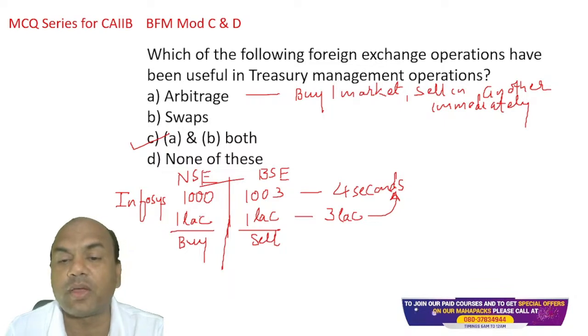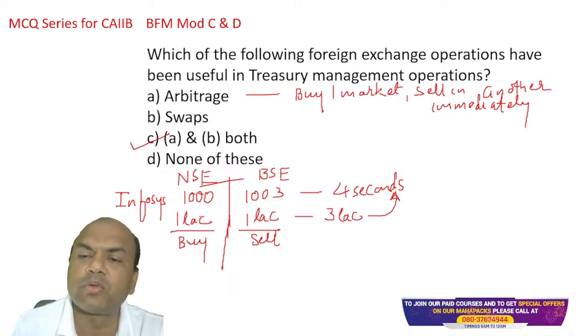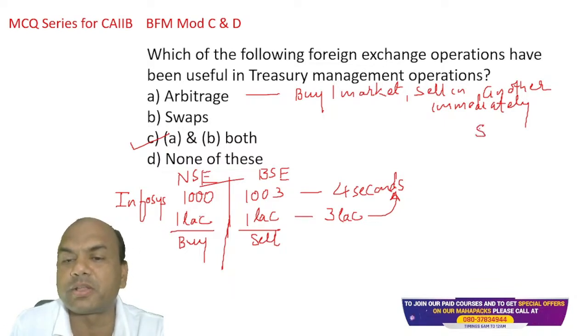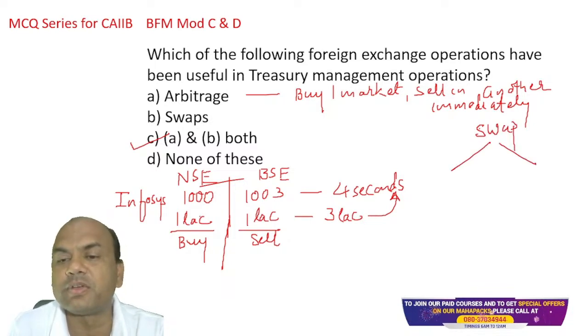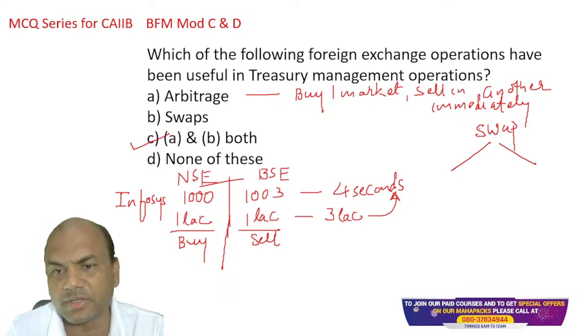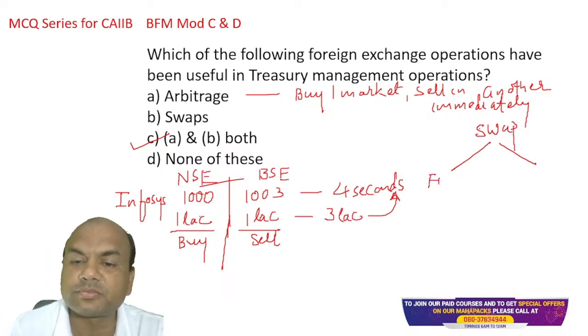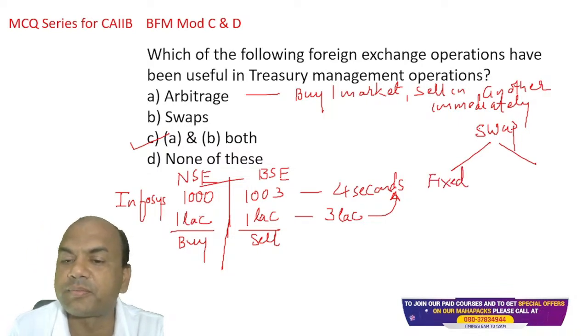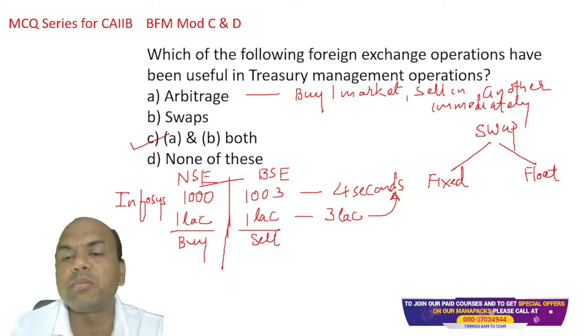Now what is swapping? Remember one basic thing about swaps: there are always two legs in swaps. One is fixed and the other is floating. What do you mean by this?